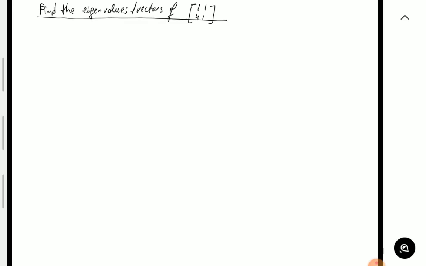So let's do our first example. We start with the matrix. I just wrote it, but let's write it one more time. Take the matrix 1, 1, 4, 1, the one that I wrote previously, and let's follow the procedure for finding its eigenvalues and vectors. So like I said before, the first step is to set up the determinant, the so-called characteristic equation. You subtract lambda from the main diagonal and form a determinant set equal to 0 and solve for lambda.